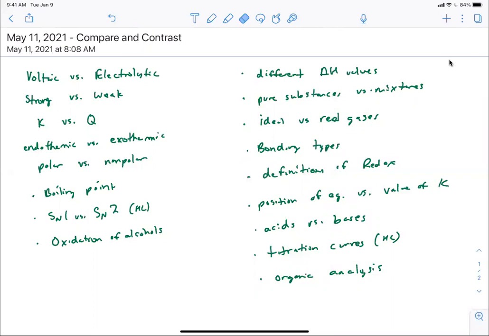Some of them at the end are kind of a stretch, but a lot of these are ones where you're comparing two ideas and making sure that you really understand them, because even for multiple choice questions, there are a lot of times where the IB will use this opportunity to differentiate between things to make sure that you recognize the differences. But the first one we'll talk about is voltaic versus electrolytic cells.